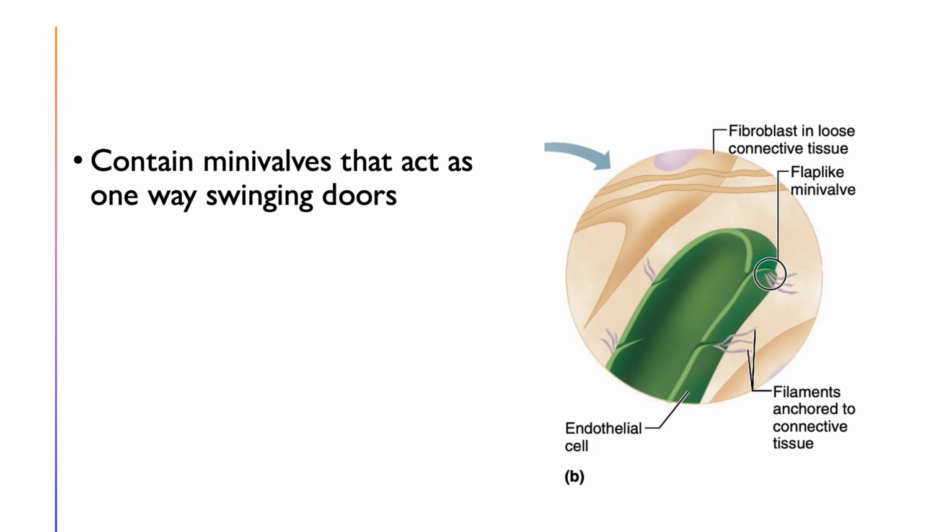Although similar to blood capillaries, lymphatic capillaries are so remarkably permeable that they were once thought to be open at one end like a straw. However, the edges of the endothelial cells forming their walls loosely overlap, forming mini valves that act as one-way swinging doors.